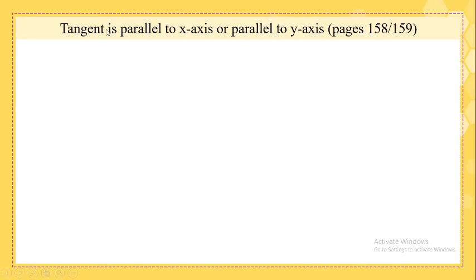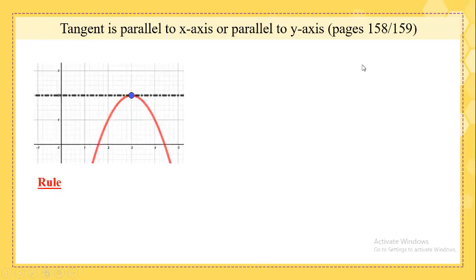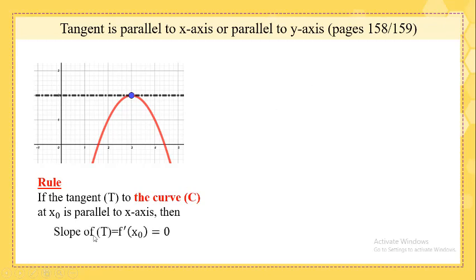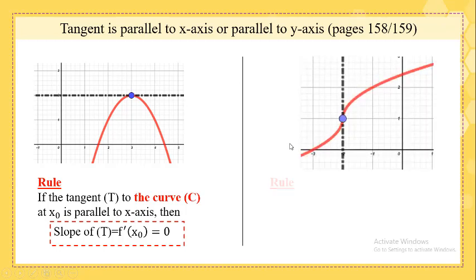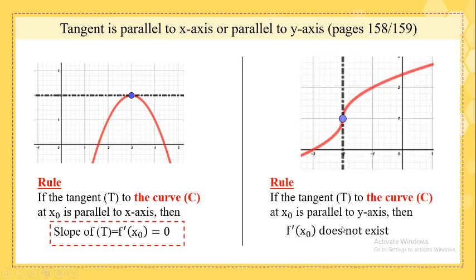Finally, we want to talk about the special cases when the tangent is parallel to the x-axis or y-axis. The first rule: if the tangent is parallel to the x-axis, the slope of the tangent f prime of x0 equals 0. The second case: if the tangent is parallel to the y-axis, then f prime of x0 does not exist. Okay? Two simple rules.